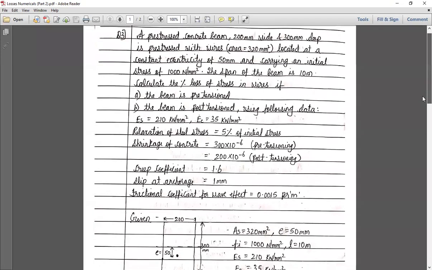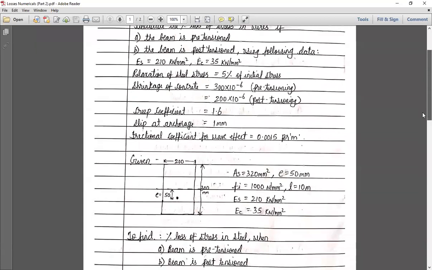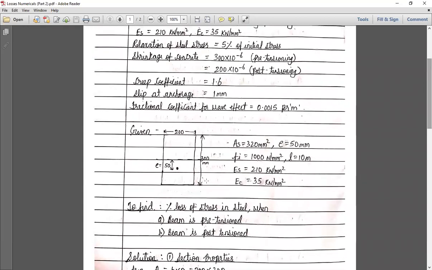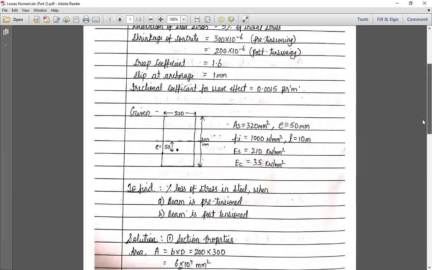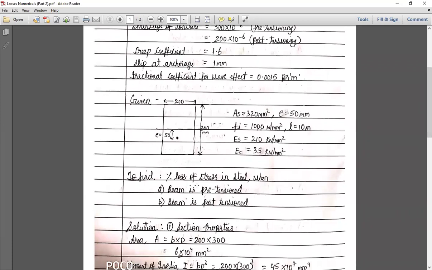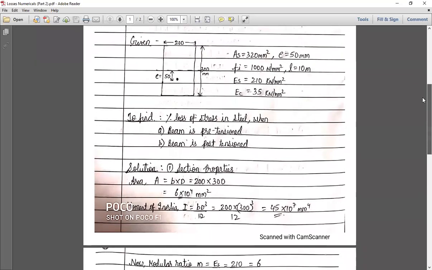Okay, so now let us go through the solution. So the cross-sectional dimensions are 200 by 300. Eccentricity is already given to us. Area of steel is given. Initial stress is given. Span is given. Now what we have to find out? We have to find out the losses of stress in steel when the beam is pre-tensioned and when the beam is post-tensioned. So first we'll find out the section properties.